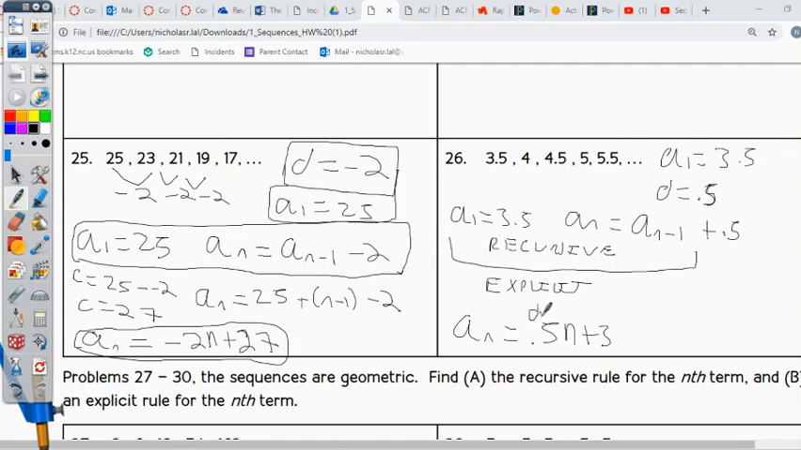Remember that is dn plus c, and c is just 3.5 minus 0.5. Can we go to the bottom? The bottom one is different. It's the same thing.